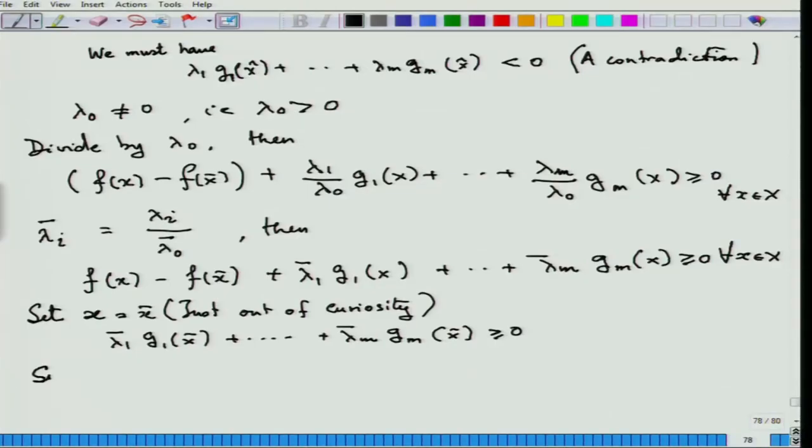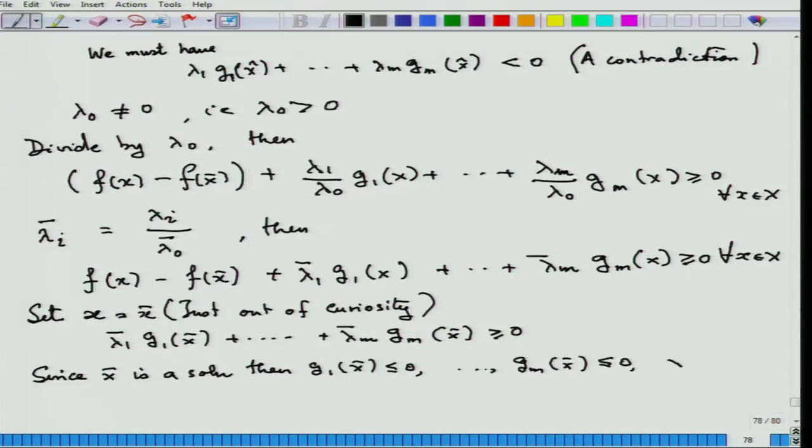Since x bar is a solution, g 1 of x bar is less than or equal to 0, because it is feasible. g m of x bar is less than or equal to 0, and x bar is naturally an element of X. So, this would also be greater than or equal to 0. Not lambda naught bar, it is lambda naught. So, you divide by lambda naught, which is strictly bigger than 0, all these greater than or equal to 0 quantities.